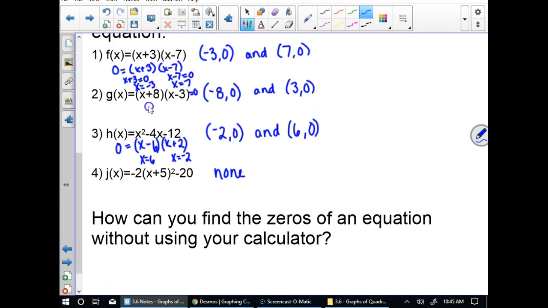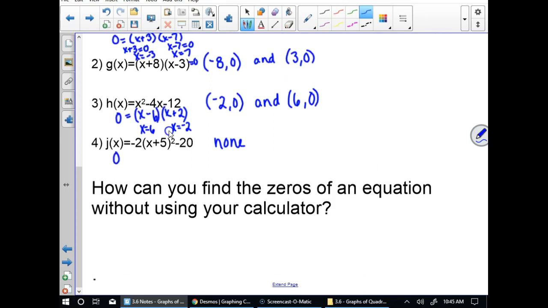So all of those methods in the first part of chapter 3 that we're using for solving equations, we can use here. If I try number 4, if I plug in 0 for my y, I've got 0 equals negative 2 times (x plus 5) squared minus 20. And so what would I want to do for that problem if I'm trying to solve that? This is where we square root both sides, right? So we would first have to move the 20 over. So 20 equals negative 2 times (x plus 5) squared. Then we will divide by negative 2. So negative 10 equals (x plus 5) squared. What would I do next?